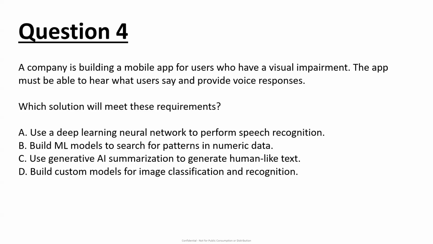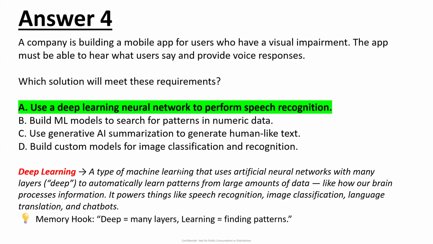We haven't covered this concept, which is called deep learning. So in this question, if you see, they are asking to build a mobile app for visual impairment, and the app must be able to hear what the user is saying. That means we need to build another layer also for hearing. So this is part of deep learning actually.